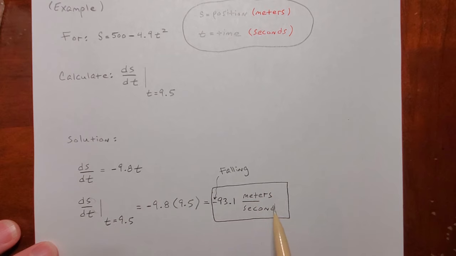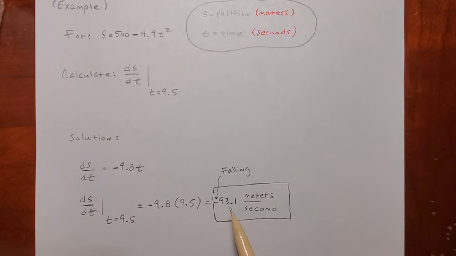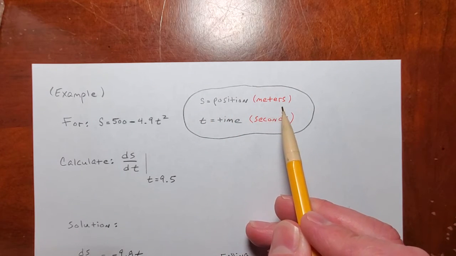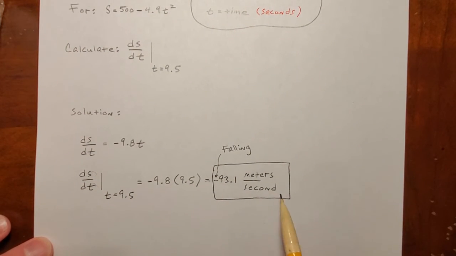But also there's units. It's at this point we're doing science, and I know in science class it's very important to keep track of all your units. And this is meters per second. How do I know it's meters per second? Well, the units of this derivative would be the units of s over the units of t. And what was s? Position, and that was given to be measured in meters. And t was time, given to be measured in seconds. So the derivative turns out to be the speed.